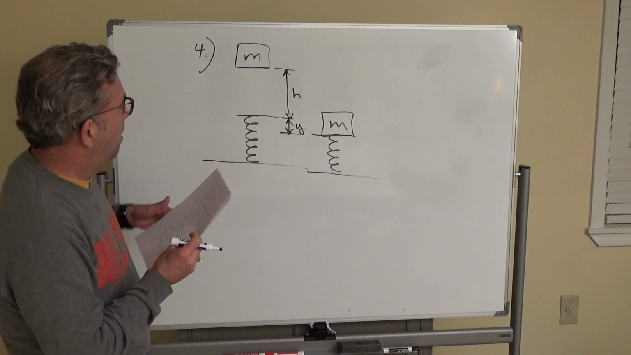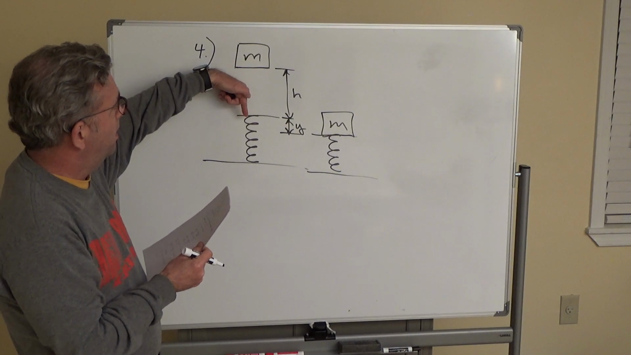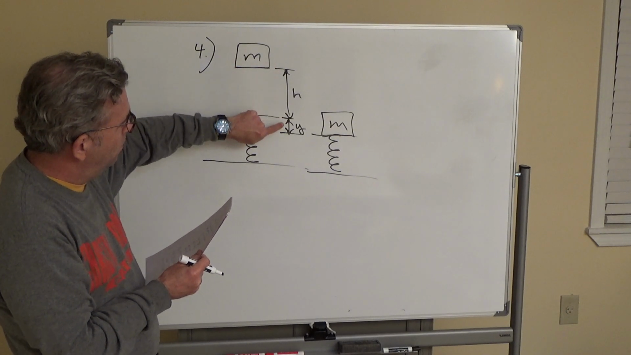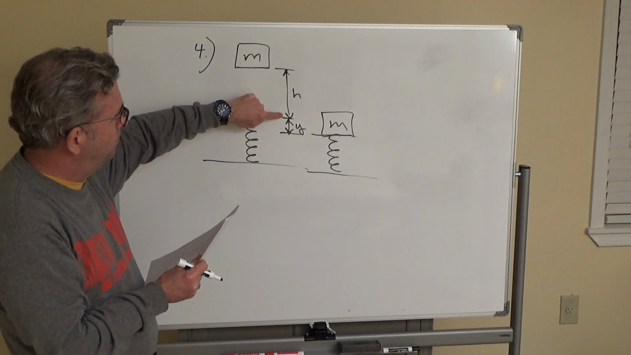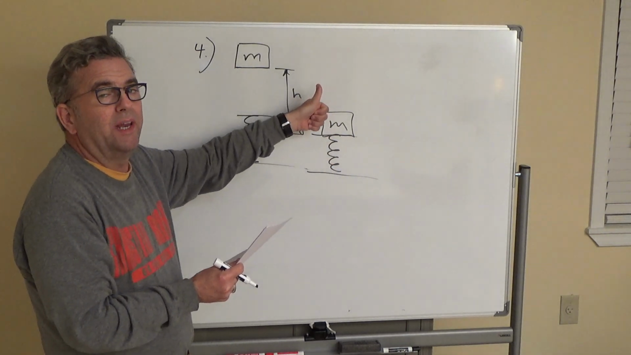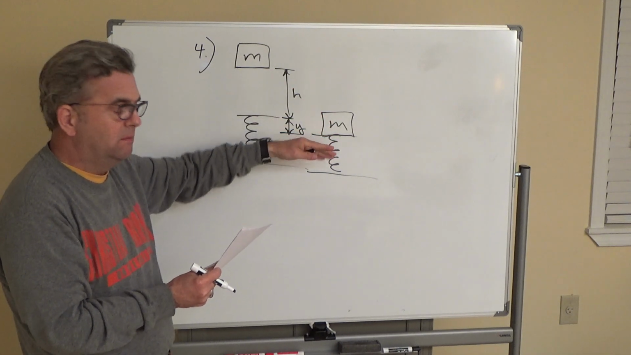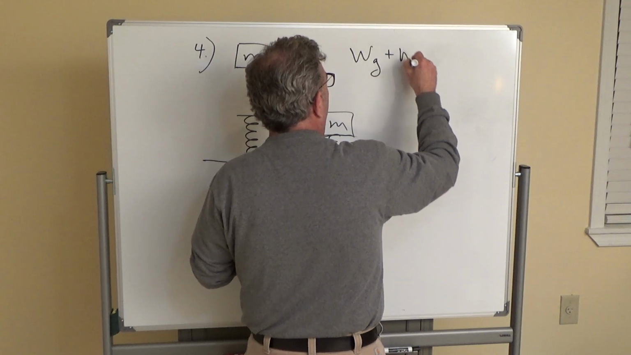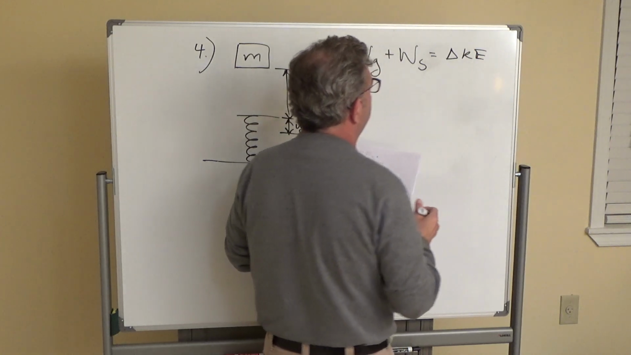So let's think about the work that is being done on the object. Gravity's doing work, it's speeding it up, and gravity is doing work all the way down through the entire motion. Not only is gravity doing work while it's falling, and then it starts to slow down because the spring is doing a negative amount of work on the mass, and then it finally comes to rest. Okay? So you have the work done by gravity plus the work done by the spring is equal to delta KE.